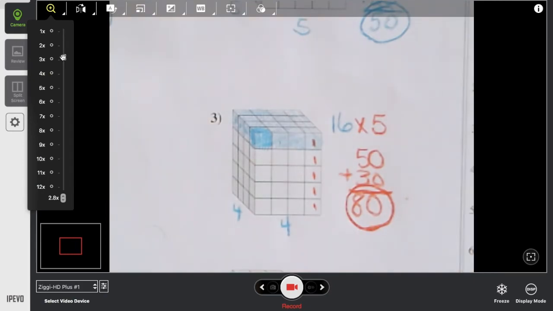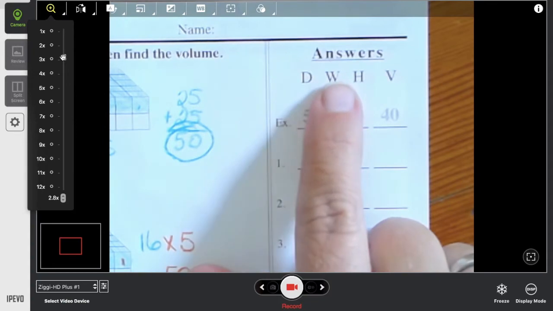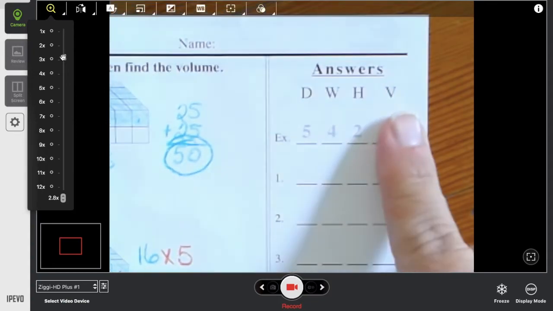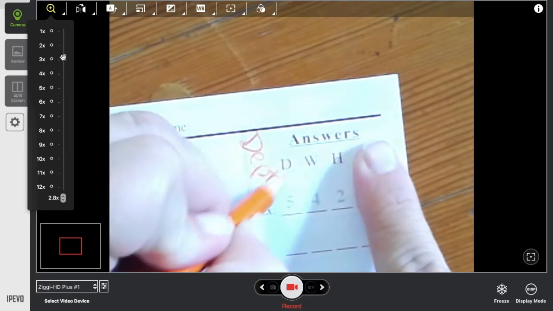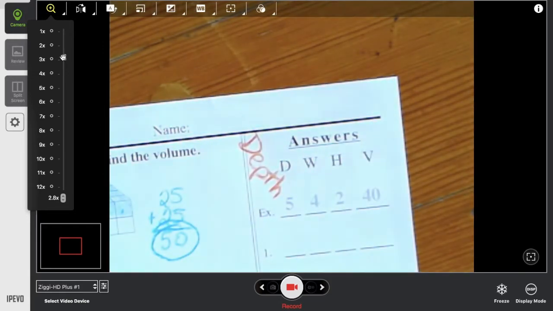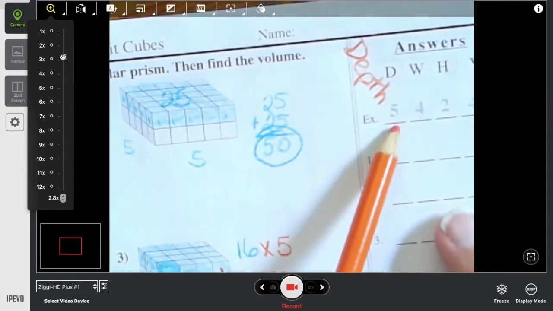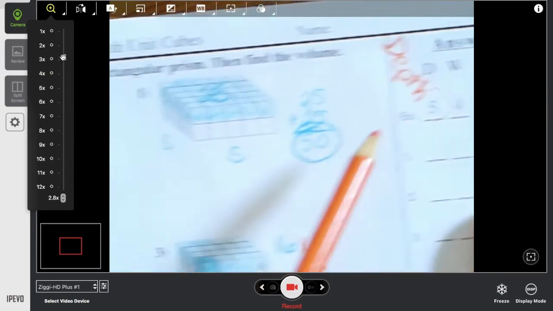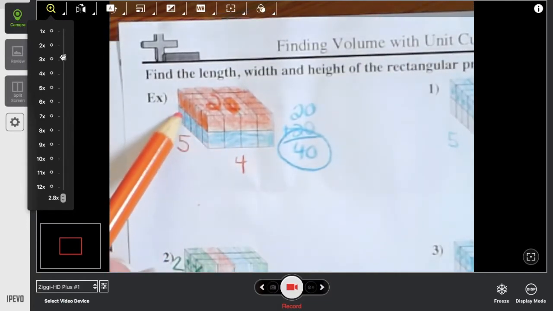Okay. Now you're going to notice on this side of the paper it has D, W, H, and V. The D stands for depth. And depth is how deep something is, correct? So if you're looking for the depth of an object, this one is our first example. They used 5. So the depth is how far back the rectangular prism goes back on the page.